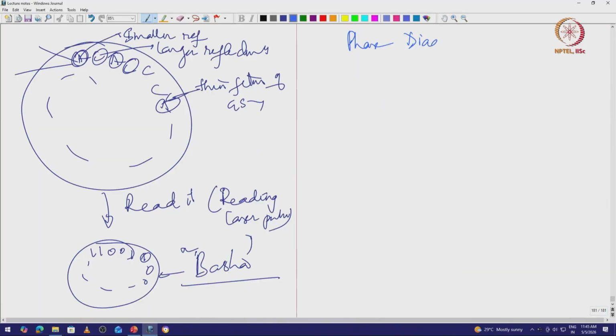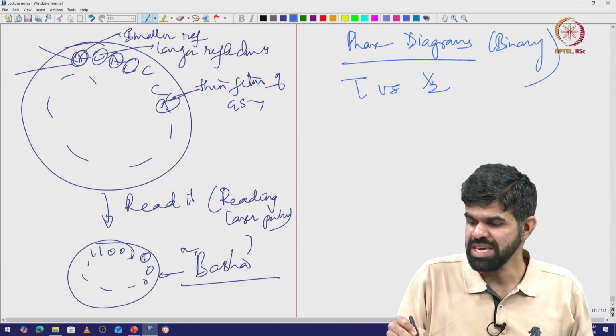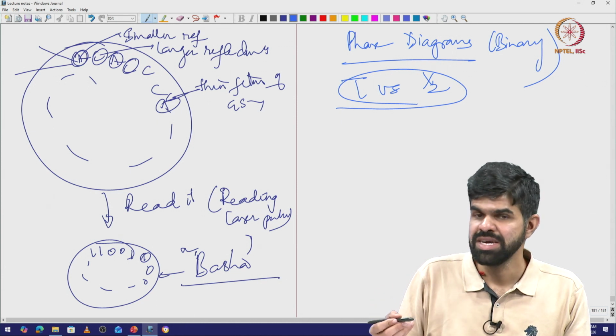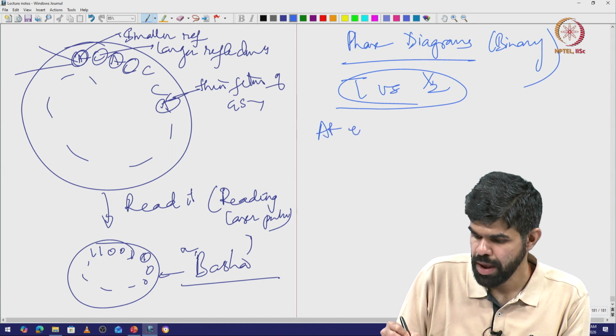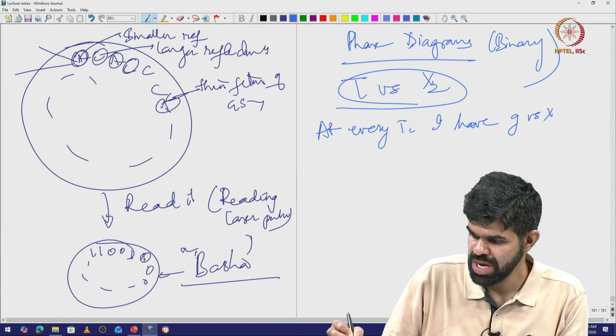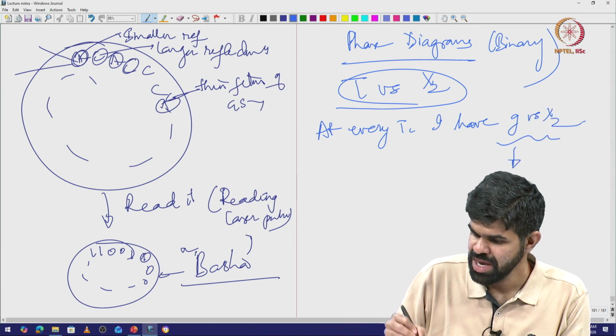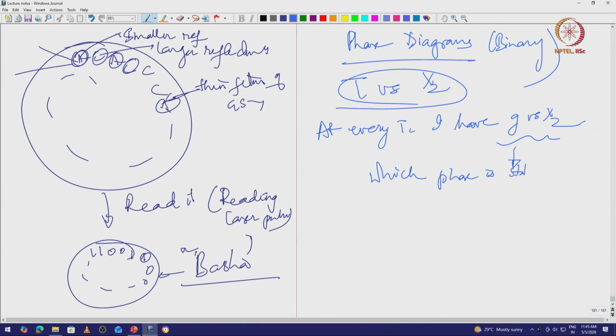By phase diagrams I mean temperature versus composition phase diagrams, or what are called binary phase diagrams. We will not complicate it by looking at more than just two components. So, T versus X2. What is T versus X2? Essentially, at every temperature I have G versus X2, and this is going to give me which phase is stable at which composition range.